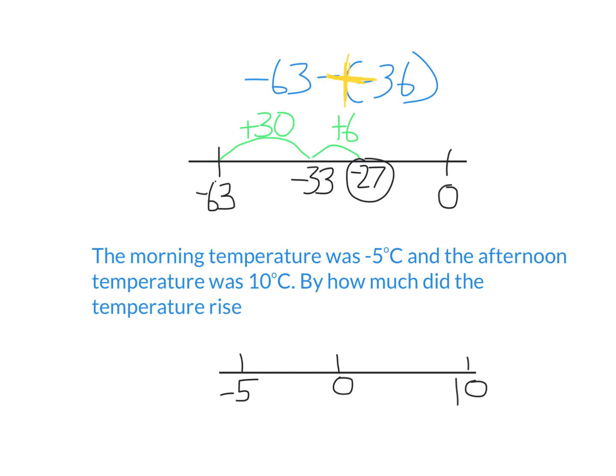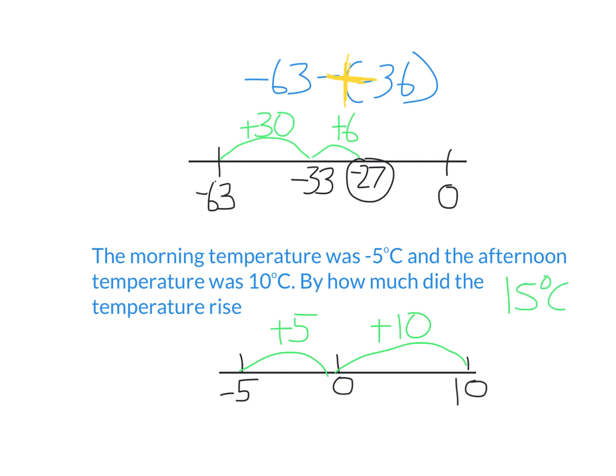It's important that we understand that the negative 5, the temperature in the morning, was less than 0, so it's to the left of 0 on the number line. Temperature in the afternoon was positive, so it's to the right. So we're saying, how far have we gone? Well, we've gone 5 to get to 0, and then to get to 10, we add another 10. So we've actually gone up by 15 degrees Celsius.